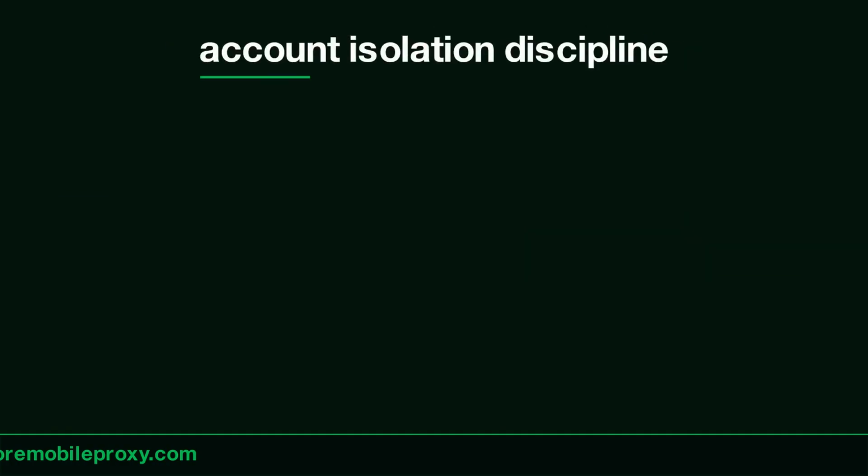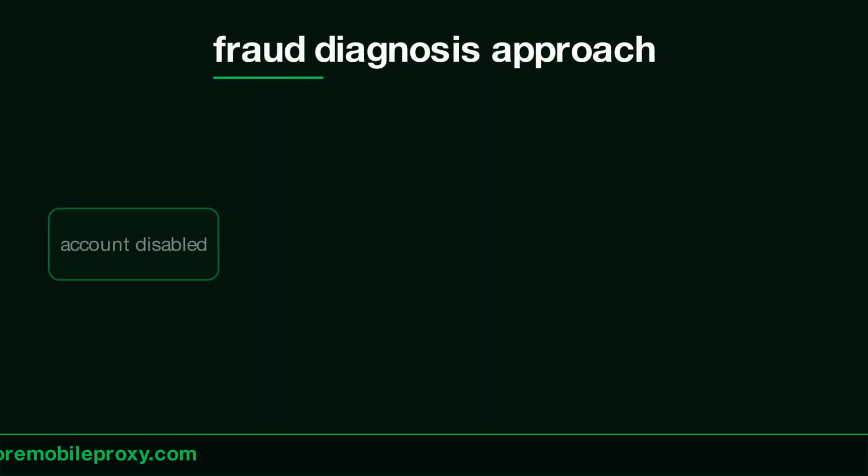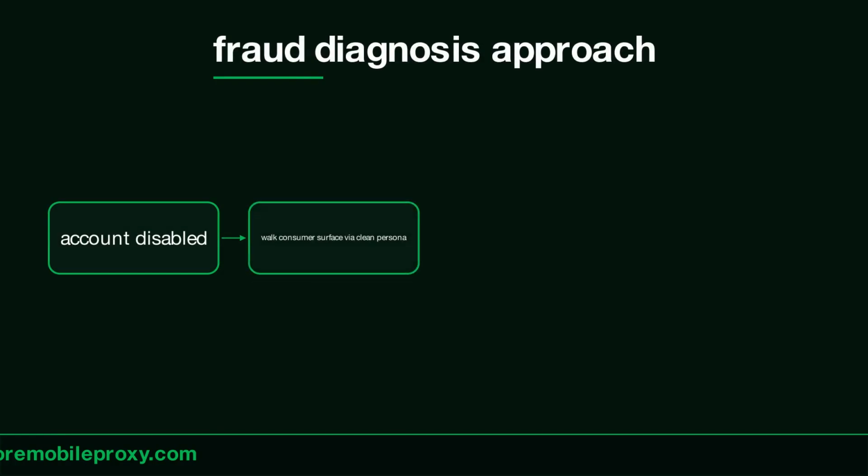The third is account isolation. 1 mobile proxy session per ad account persona, with a clean device fingerprint, a separate browser profile, and a coherent operating cadence. The discipline that keeps multi-account operations alive. The fourth is platform-side fraud diagnosis. When your account gets disabled out of nowhere, you need to retrace what triggered the flag. A mobile proxy walk from a clean persona reveals what the platform sees.